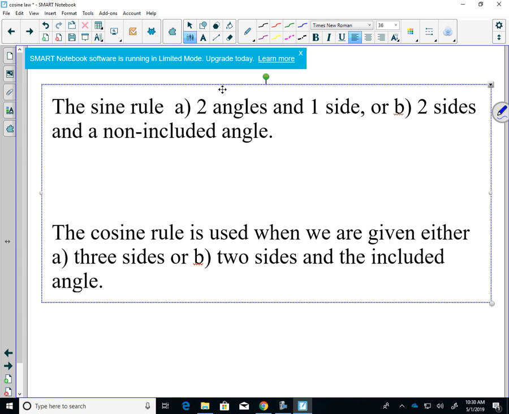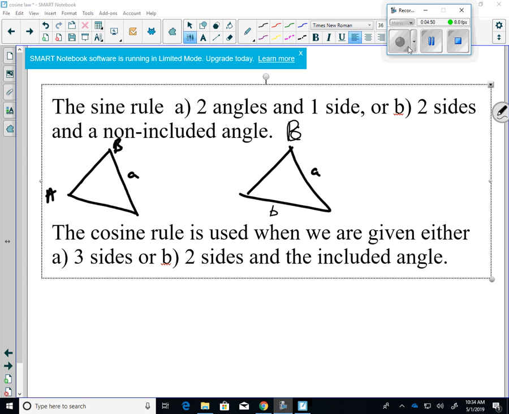Okay, so the sine rule is two angles and one side. So in other words, you know what? I'll wait. You guys write that first bit down. I'll just pause there while you're jotting it down.